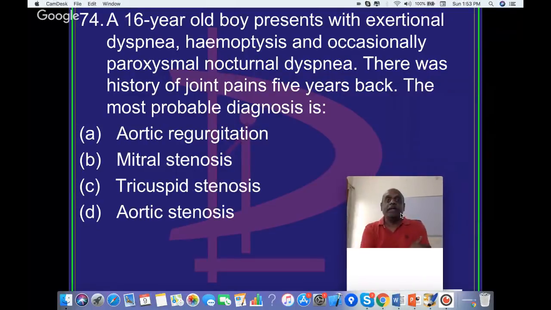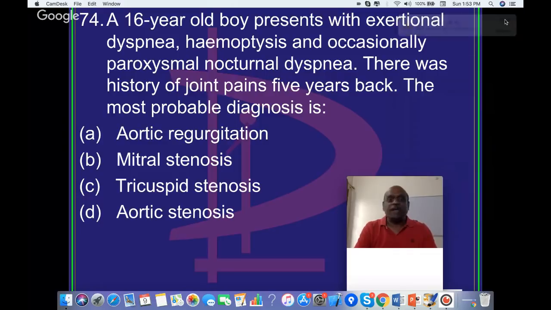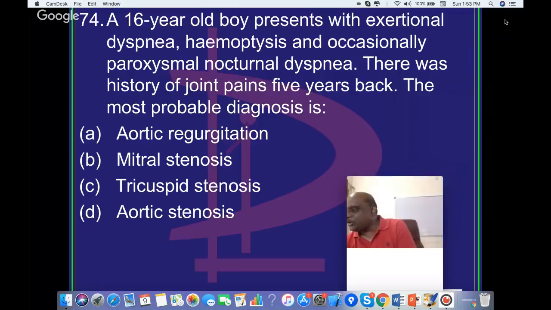Now, doctor. A 16-year-old boy, exertional dyspnea, hemoptysis, PND, joint pains. After saying all this, if the answer doesn't come, it is an insult to the emperor. Please give the correct answer. 74, Sudhakar Sudarshan absolutely says tricuspid stenosis. Why? Paroxysmal nocturnal dyspnea means LV failure. I mean, it is a pulmonary edema which occurs when left atrial pressure is high. In which situation do you have a high left atrial pressure? 74. I can see most of you saying B.